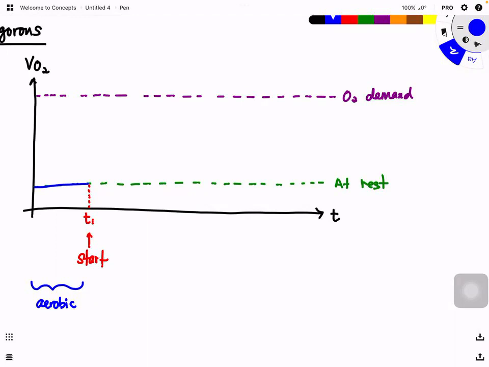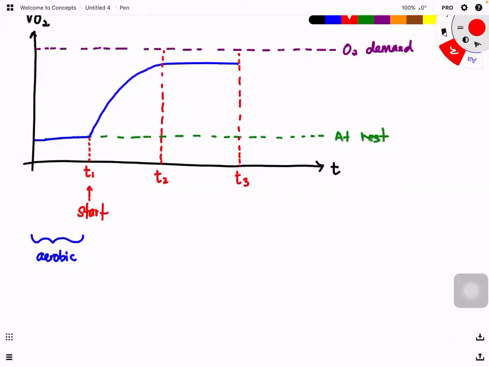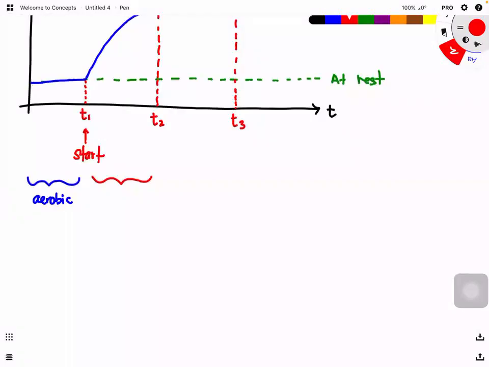So what will happen here is you can see that I increase. Can you see that? The supply increases, but cannot meet the demand. Can you see that? Cannot meet the demands. So in this case, you can see that I put it here as T2 and T3. From T1 to T2, this period of time, you have the mixture. It means aerobic plus anaerobic.